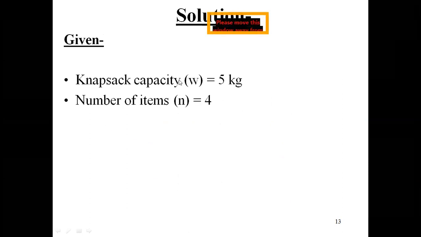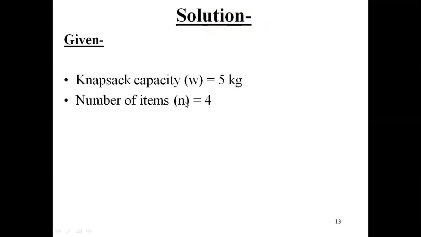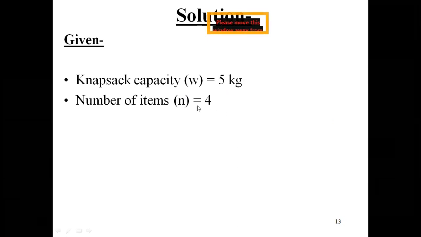Now see, the knapsack capacity is 5 kg and number of items are 4. That is given in the problem. Now what is the table size? Table size is n plus 1 rows and W plus 1 columns. That is, knapsack capacity is 5 kg, so 6 columns should be there. And number of items to be placed in the knapsack or bag is 4, so 4 plus 1, 5 rows should be there. So 5 rows, 6 columns, table we need to fill up.